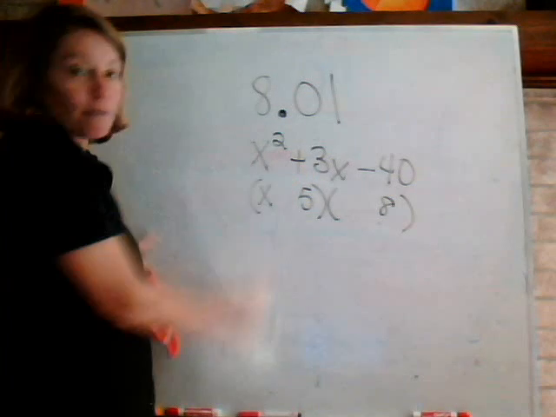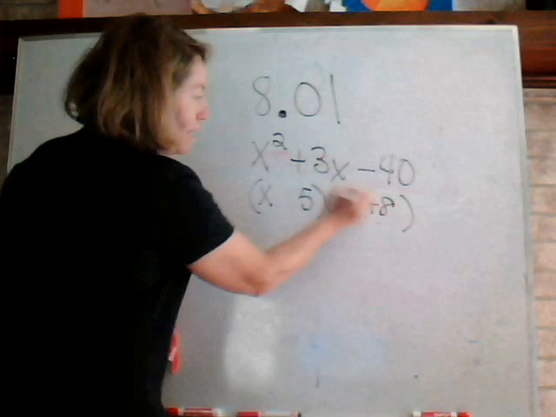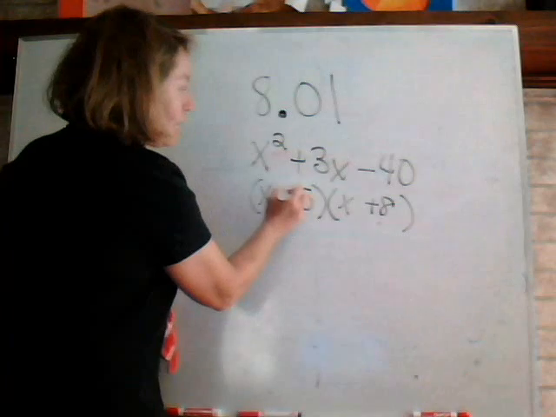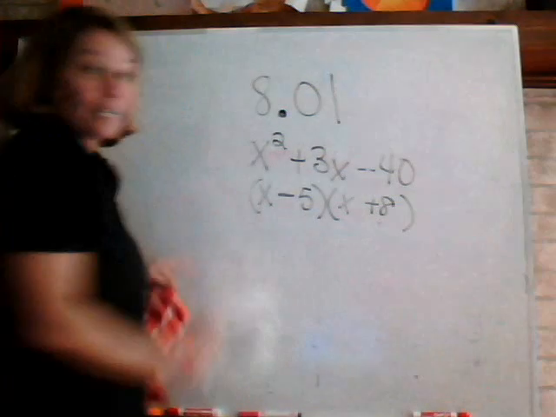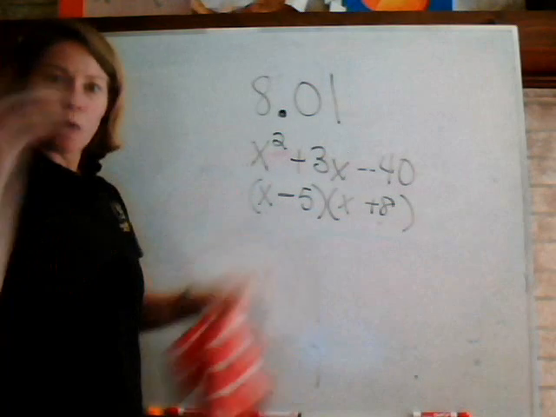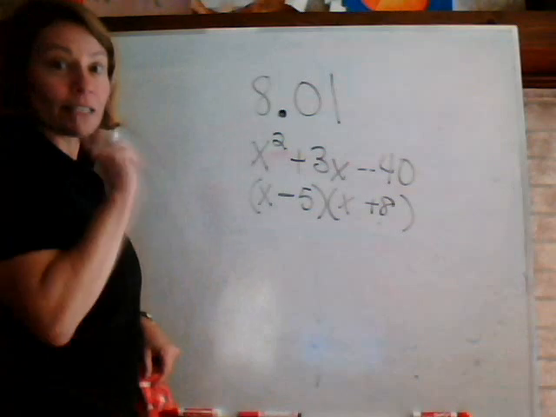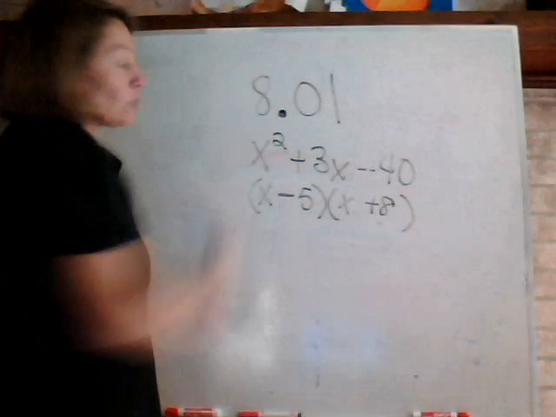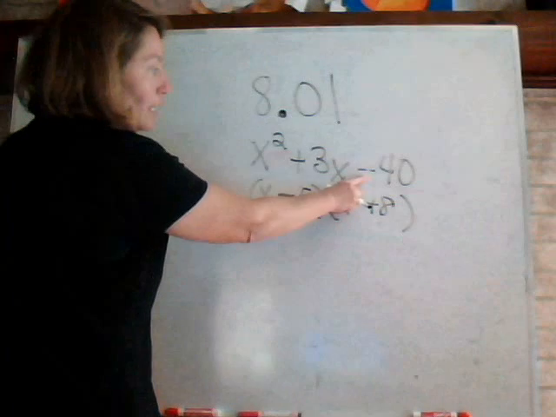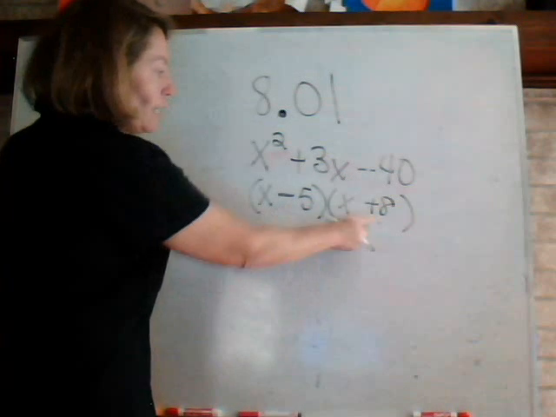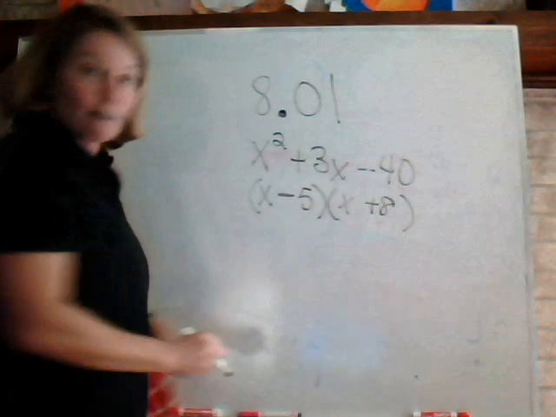This has to be a positive 3, so I need a positive 8 and a negative 5. The back end is negative. That means the signs are opposite, one positive, one negative. If the back is positive, they're the same sign, and this is the clue. But since this was negative, we knew we had one positive and one negative to get a negative 40.